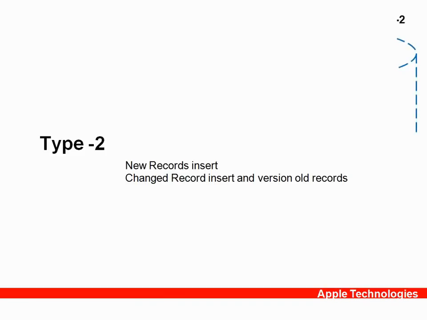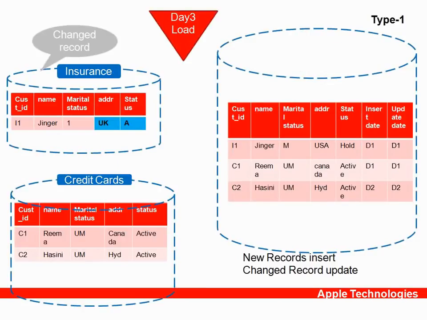So now I have decided to do it as type 2, because type 1 is not giving any historical information. New record inserting, change record updating.